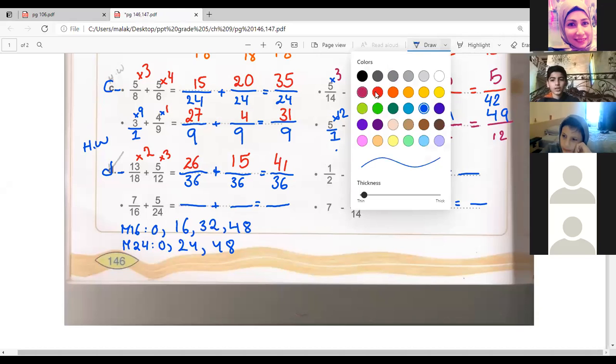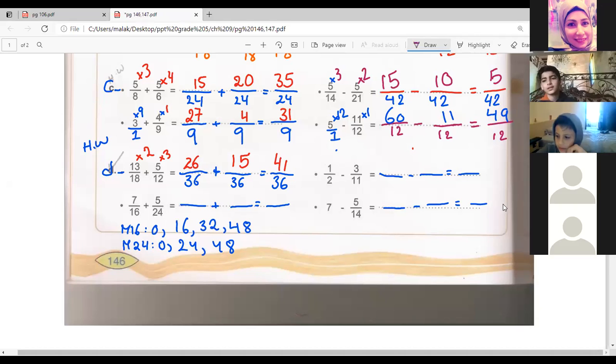Listen, I am correcting him, teacher, please. So 48 is the common multiple.